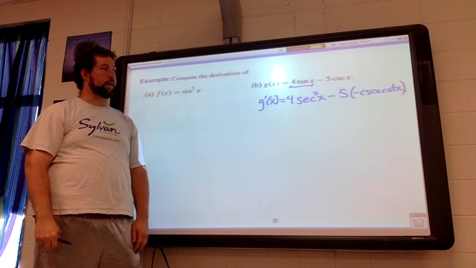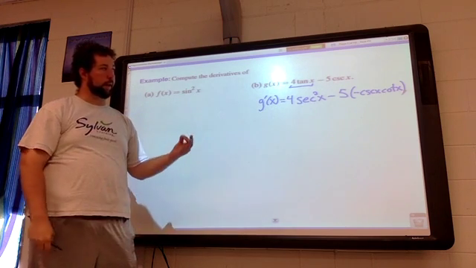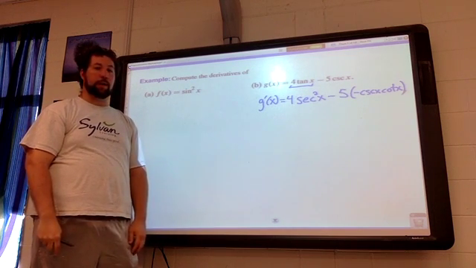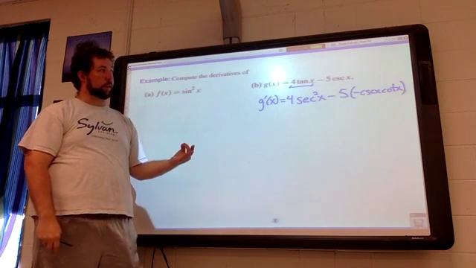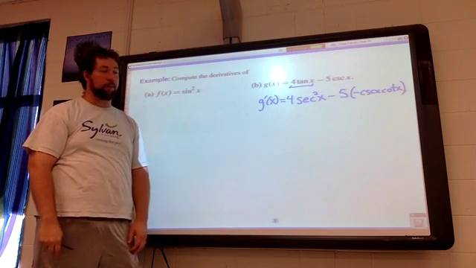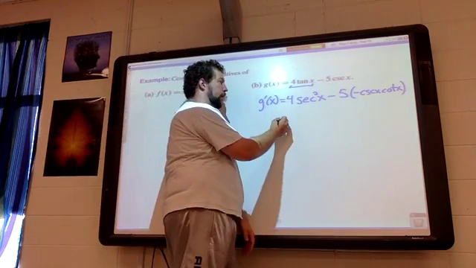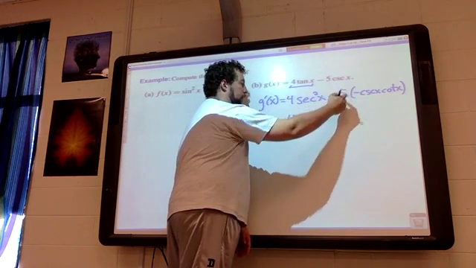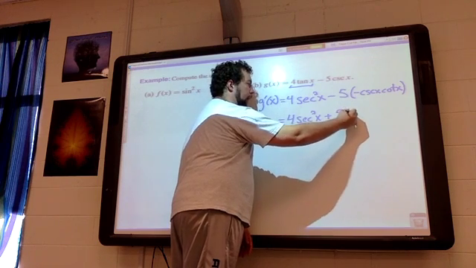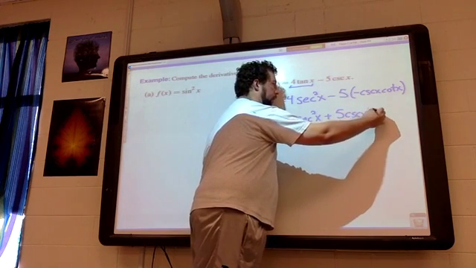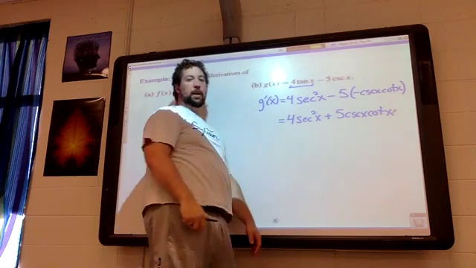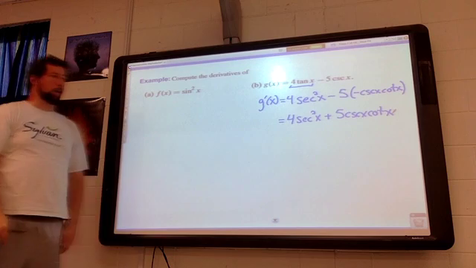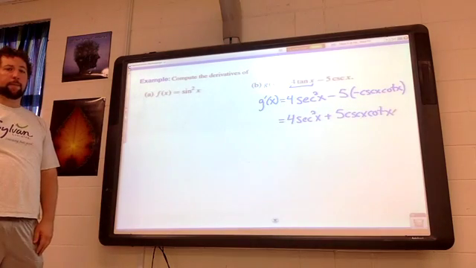The secant and the cosecant have 2 parts to them, the part that was started out with and a tangent or cotangent depending on which one it is. Since it's co to start off with, it's negative. Again, just some quick cleanup here. We'll have 4 secant squared x, and then negative times a negative gives me plus 5 cosecant cotangent. And that's it. Of course, they could get harder. They probably will. But that's going to be a simple problem there.